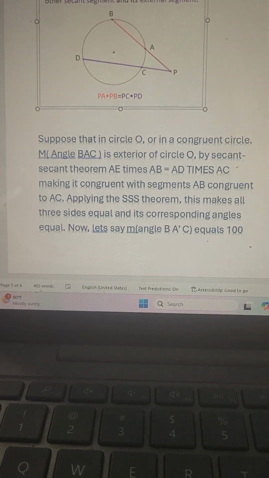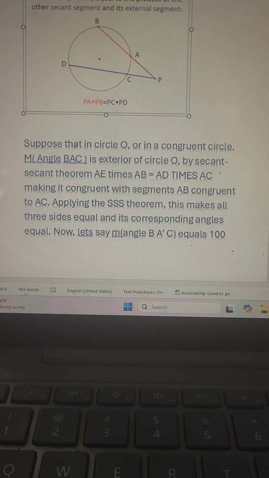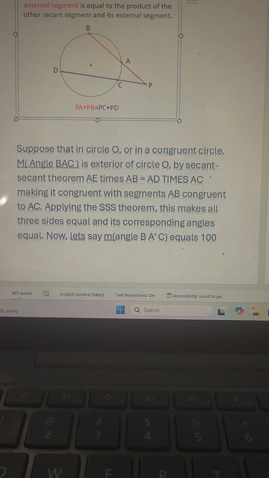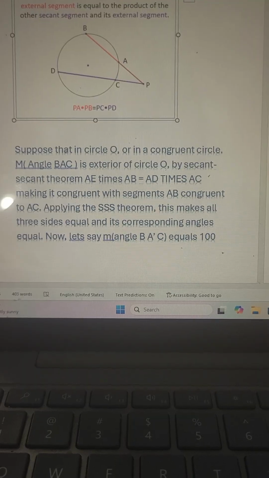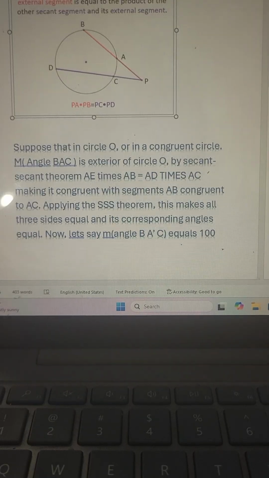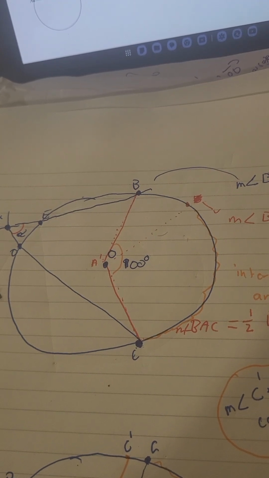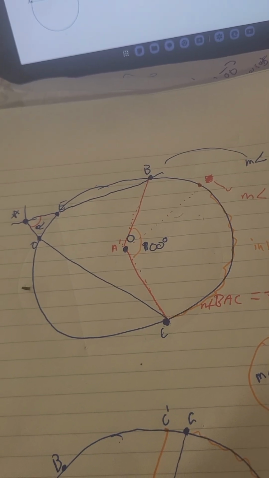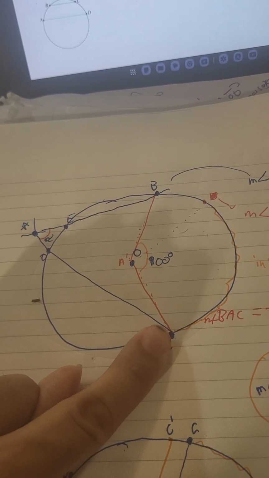So this is my proof right here. Suppose that in circle O, or in a congruent circle, measure angle BAC is exterior to circle O by the secant theorem. AE times AB equals AD times AC, making segments AB congruent to AC. So once again here, this is the circle, the congruent circle, and then it's going to be measure angle BAC, which is outside the circle.